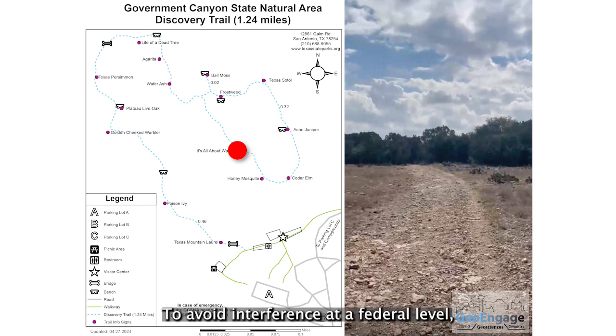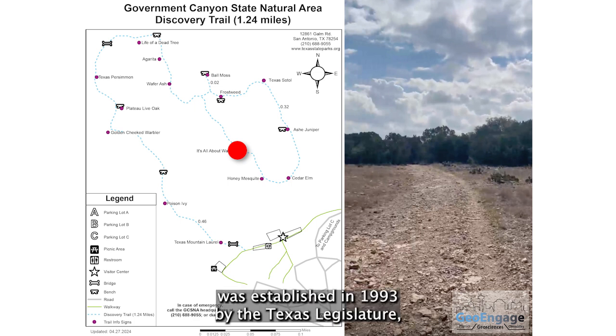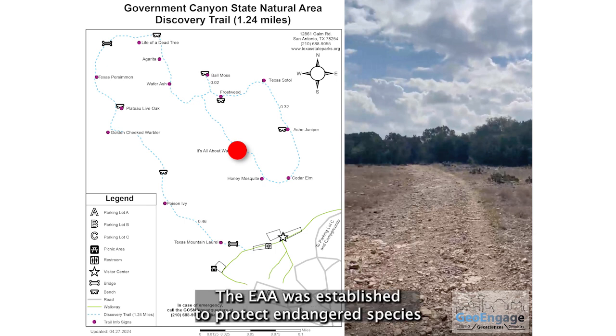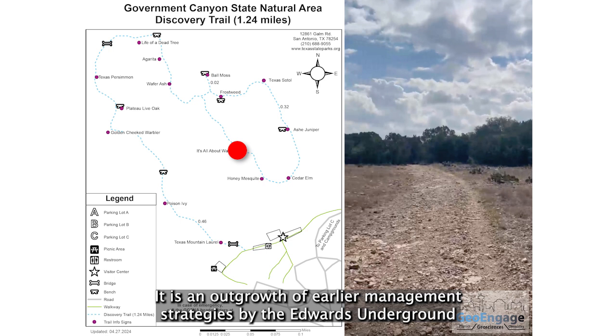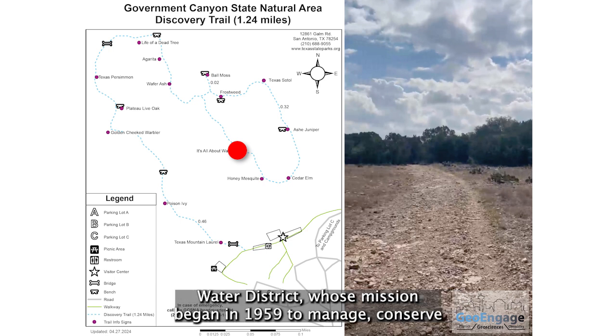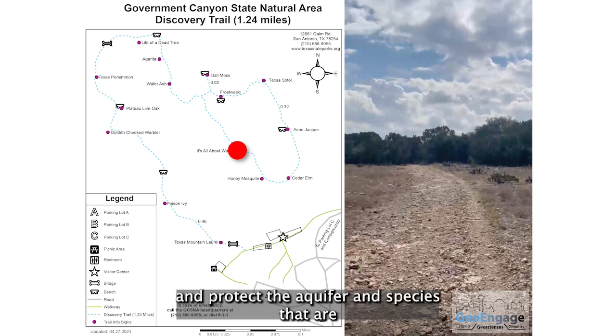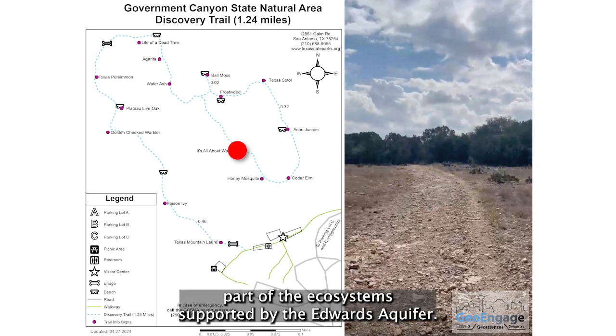To avoid interference at a federal level, the Edwards Aquifer Authority, EAA, was established in 1993 by the Texas legislature, replacing the Edwards Underground Water District. The EAA was established to protect endangered species and the rights of water users like the city of San Antonio. It is an outgrowth of earlier management strategies by the Edwards Underground Water District, whose mission began in 1959 to manage, conserve, and protect the aquifer and species that are part of the ecosystems supported by the Edwards Aquifer.